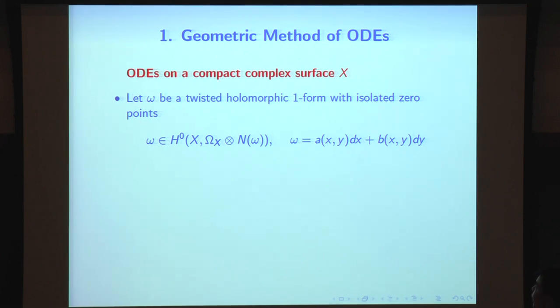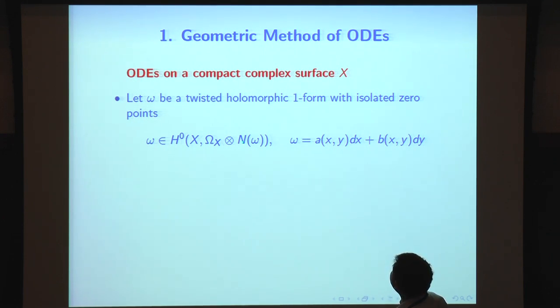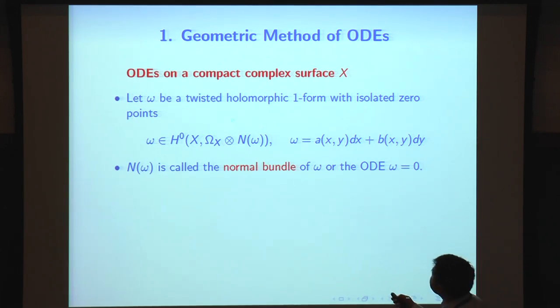Okay, how do we generalize the ODE to a compact complex surface? We use a differential form to describe the equation. Here, differential form means a twisted holomorphic one-form with isolated zero points. Twisted means omega is in Omega_X tensor a line bundle. This omega is a global section of this rank 2 vector bundle. So locally it is defined by this, and locally you can see it is an ODE we are interested in. Here, this line bundle is called the normal bundle of the equation, or the normal bundle of the differential form. Here is a twisted differential form.